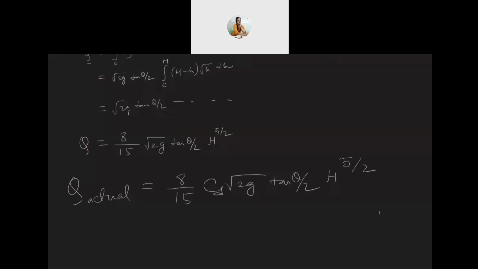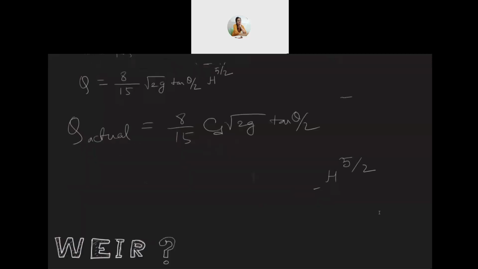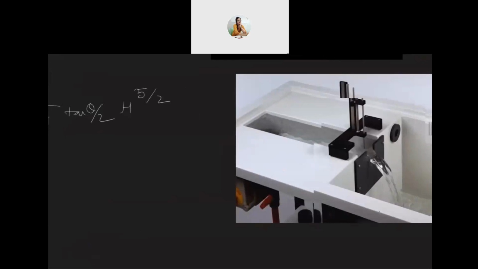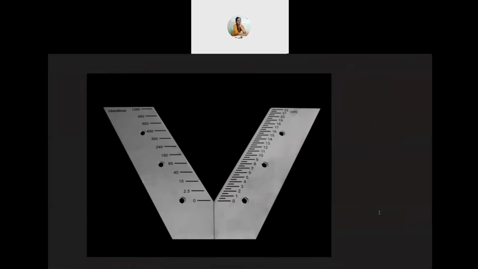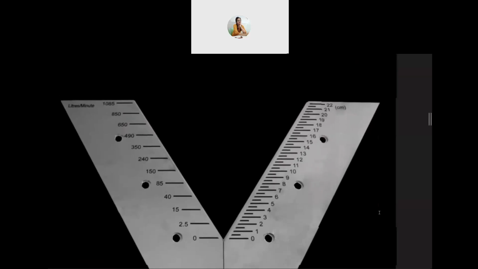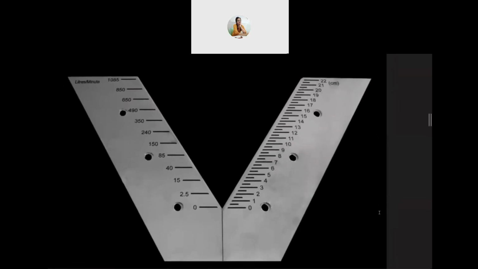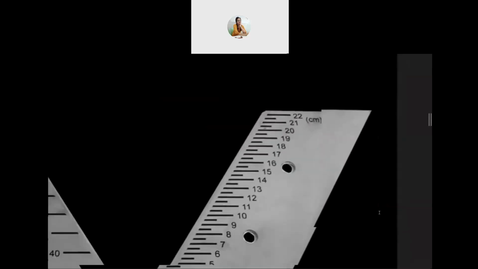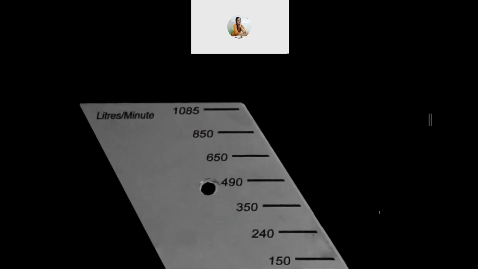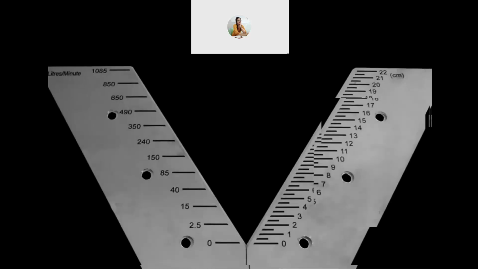Now let's look at a real notch. So a notch will look something like this. So this is a triangular notch that you can actually buy. So in this notch, you see there are two scales. These scales may not always be marked properly in a commercially available notch. But what we get here is on one side we have height or head, and on the other side we have liters per minute, that is discharge.